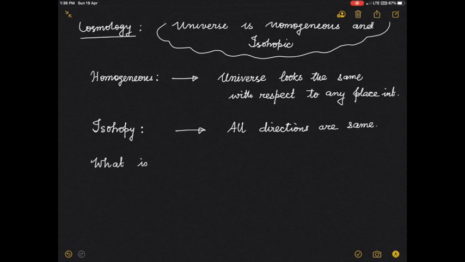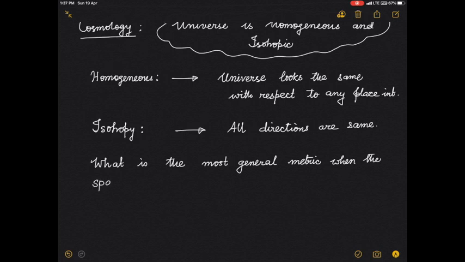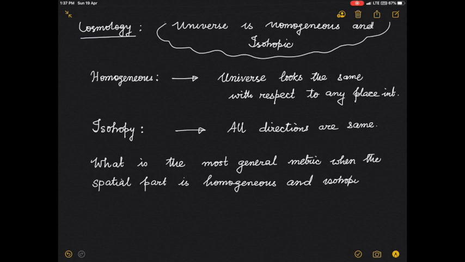Then it asks the following question: what is the most general metric when the spatial part is homogeneous and isotropic?